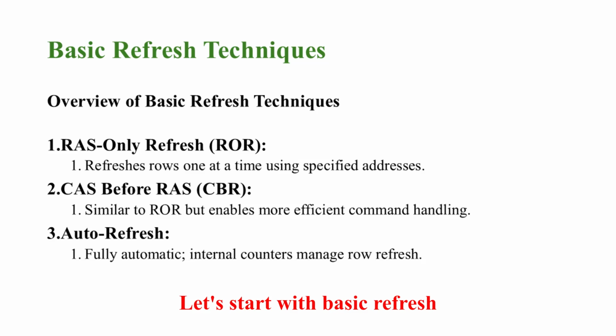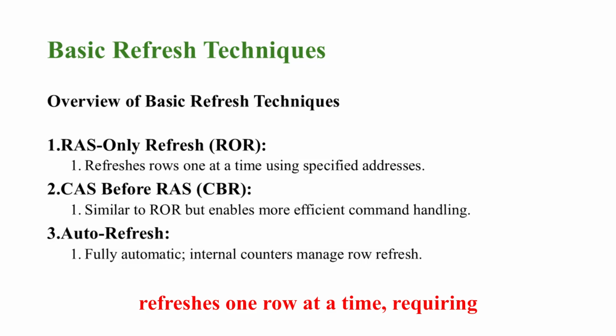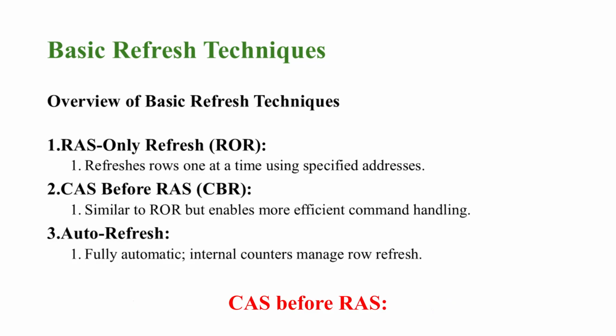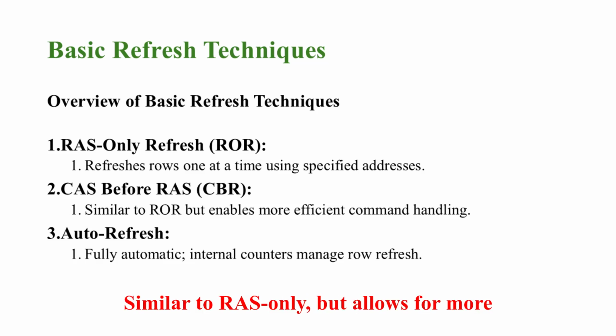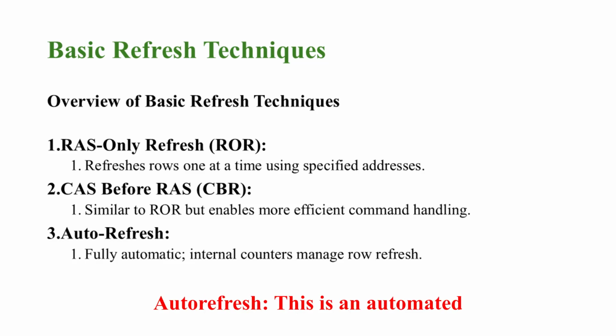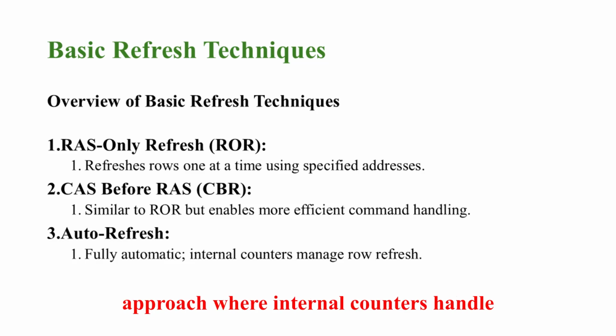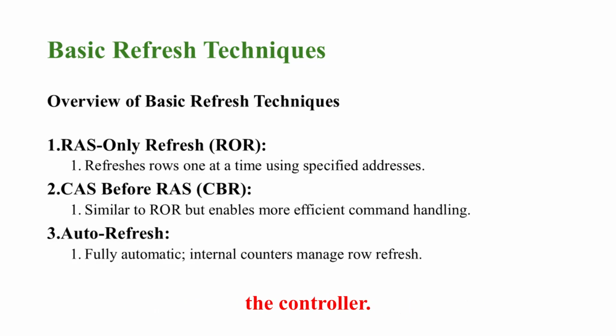Let's start with basic refresh techniques. RAS-only refresh refreshes one row at a time, requiring the controller to specify row addresses. CAS before RAS is similar to RAS-only, but allows for more efficient command management. Auto-refresh is an automated approach where internal counters handle row refresh, reducing the complexity for the controller.